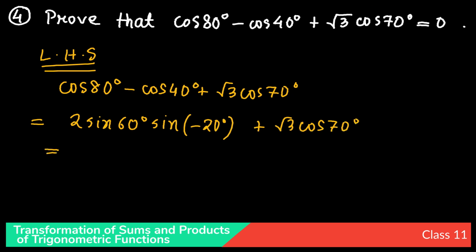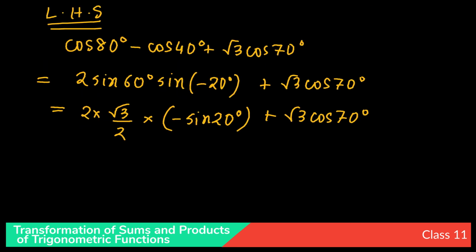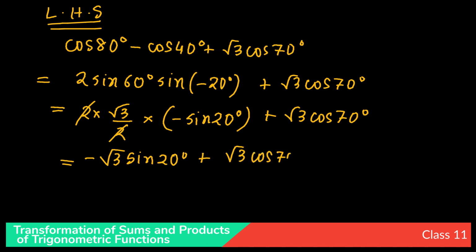So we know that the value of sine 60 is root 3 by 2. Now we know that sine of minus theta is actually minus sine theta. So I can write minus sine 20 degree here, plus we have root 3 cos 70 degree. Okay, so the 2 cancels out. It is root 3. That means minus root 3 sine 20 degree plus root 3 cos 70 degree.